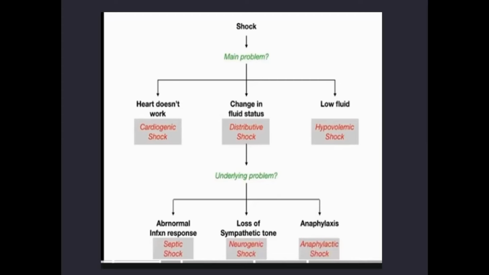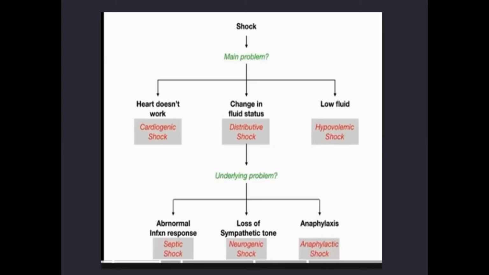Now you know that if the heart doesn't work, we are talking about cardiogenic shock. If there is a change in fluid status, we are talking about distributive shock. Please don't confuse distributive shock with hypovolemic shock, where there is a low level of fluids due to blood loss. There is a huge difference between these two. In distributive shock, we can classify it further into three types and their underlying problems, which help us recognize which specific type of shock it is.